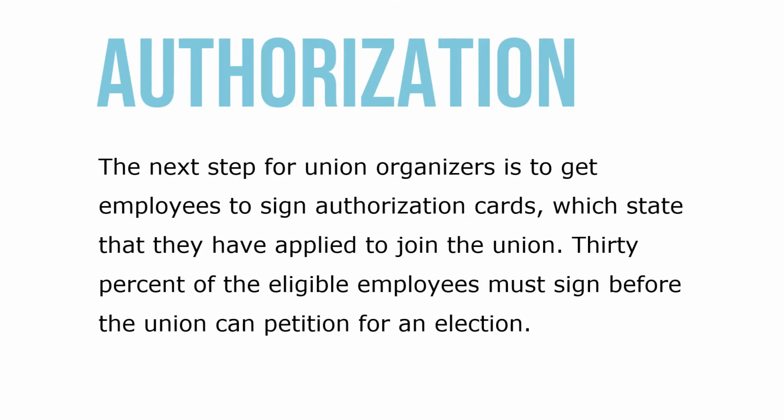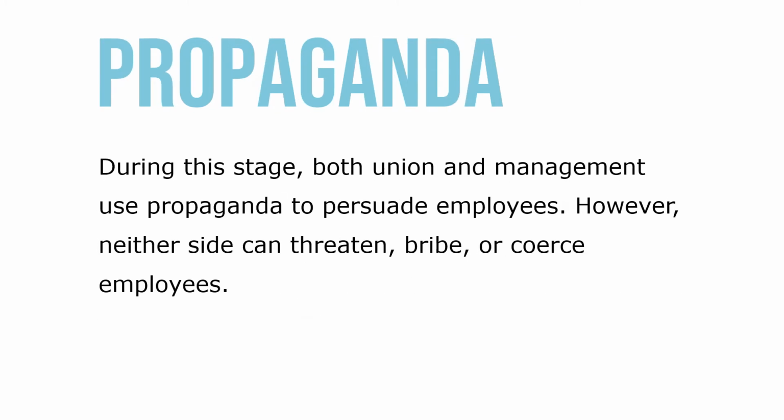The next step for union organizers is to get employees to sign authorization cards, which state that they've applied to join the union. 30% of eligible employees must sign before the union can petition for the election. During this stage, both union and management use propaganda to persuade employees. However, neither side can threaten, bribe, or coerce employees.